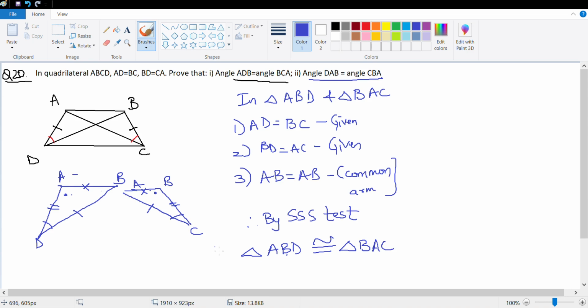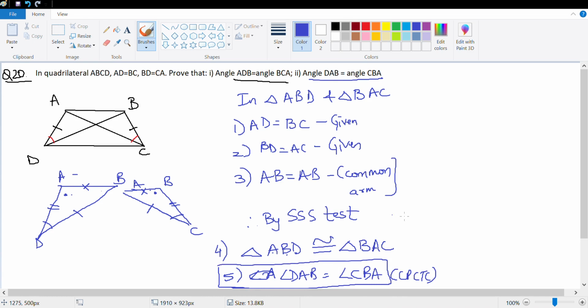Perfect. So this is my number 4. Therefore, we will get angle DAB is equal to angle CBA. This is CPCTC. This is what they wanted me to prove. I would have it to highlight, so I'll highlight this. Next, so this part is done.